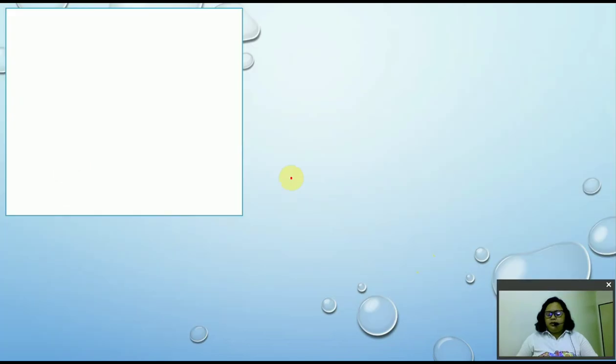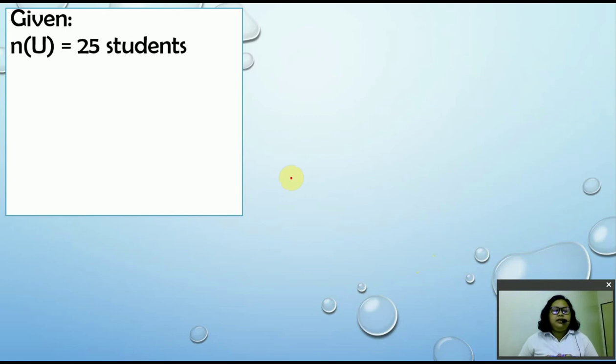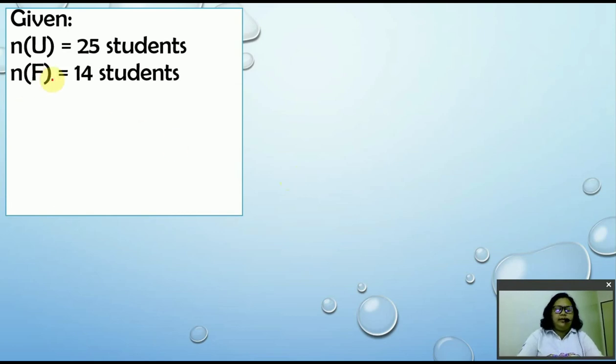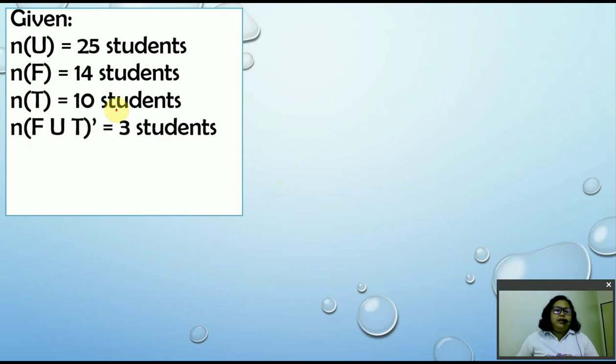Let's see. Based on our problem, the given: the universal set, there are 25 students. Next, the number of students who use Facebook, 14. We use set F to make it easier to remember. And then the number of students who use Twitter, we use set T, 10 students. And aside from that, there are 3 students who do not use Facebook or Twitter. That means it is the complement of the union of Facebook and Twitter.